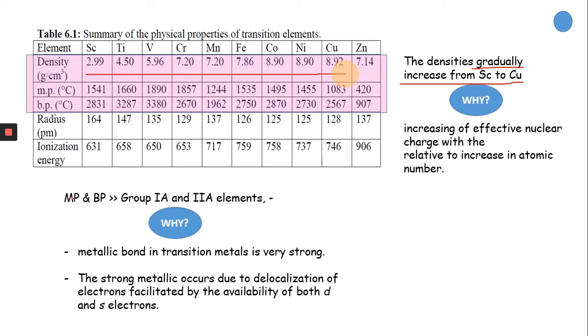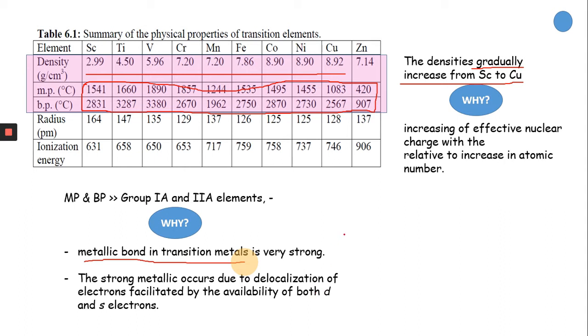Okay, now let's take a look at the melting point and boiling point for group 1A and 2A elements. If you look at the melting point and boiling point, it is very high compared to alkali and alkaline earth metals. So why is this happening? It is due to the metallic bond in the transition metal. The metallic bond is very strong because of the delocalization of electrons facilitated by the availability of both D and S electrons. Meaning that you have a strong metallic bond due to the electrons delocalizing between D and S electrons.